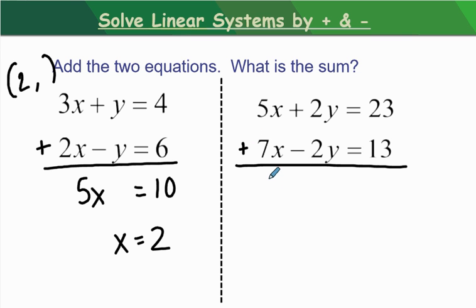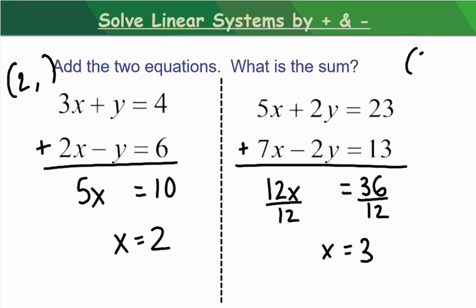5x plus 7x, that's 12x. 2y plus negative 2y, hey, that's 0y. 23 plus 13, that's 36. Now the y's are gone. I can easily solve for x by dividing both sides by 12. So divide by 12, just to show the step on this one. And I get x equals 3, and already I'm halfway to the answer.